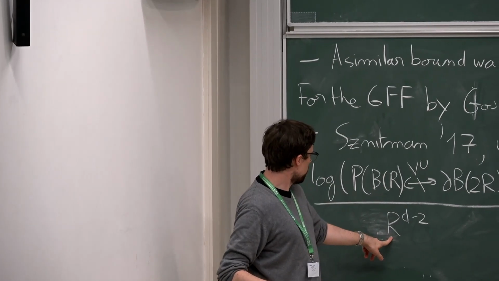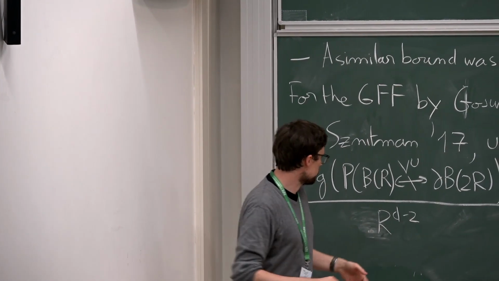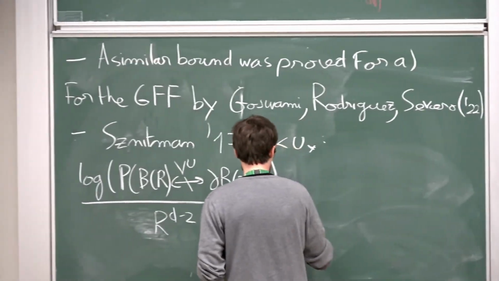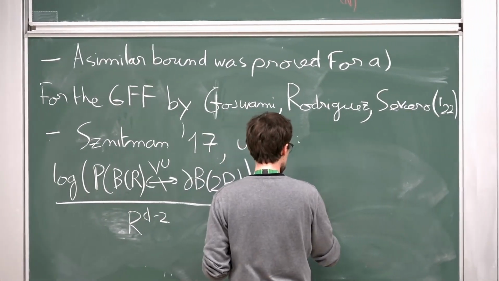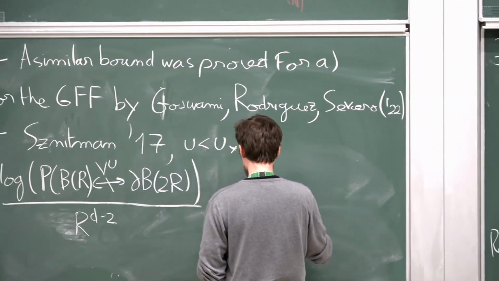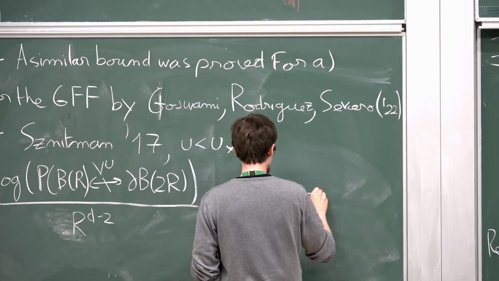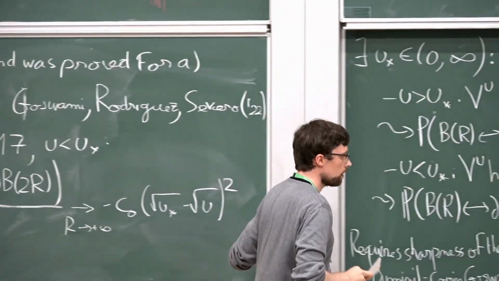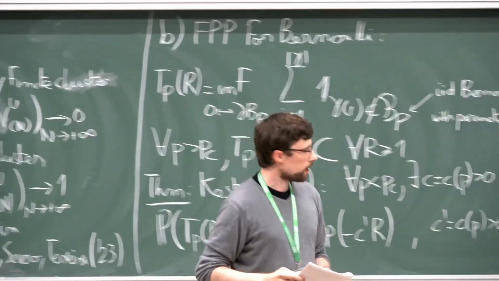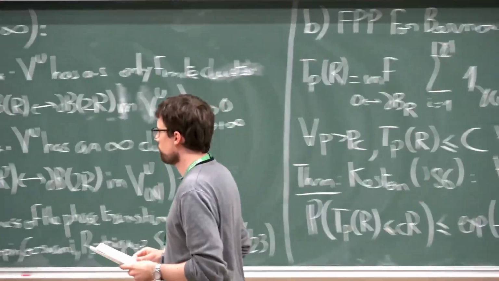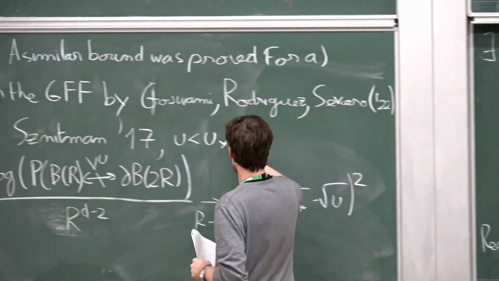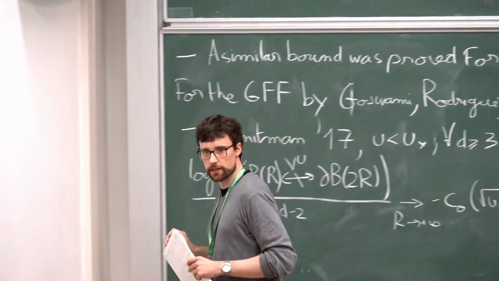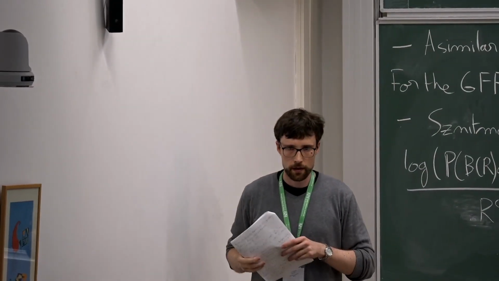And the exponential is actually a super exponential, it's R to the d minus 2. And you have an explicit constant, I will just not write it, and you have a square root of u star minus square root of u, squared, so you have the same as over there. This result is true in any dimension, but mine is in dimension 3.